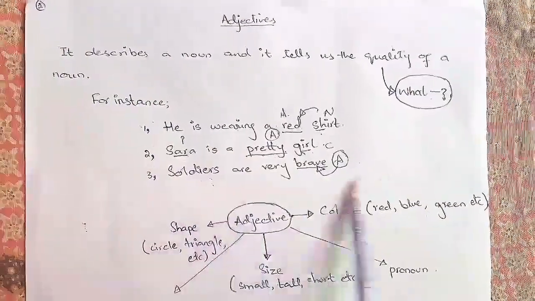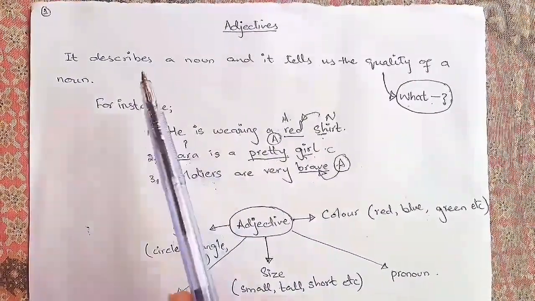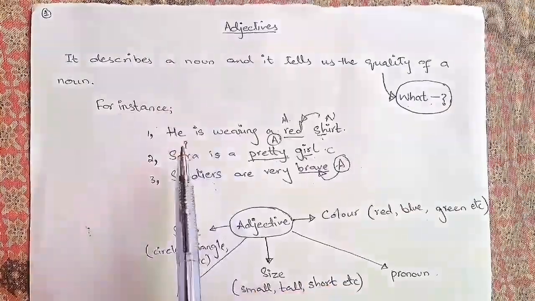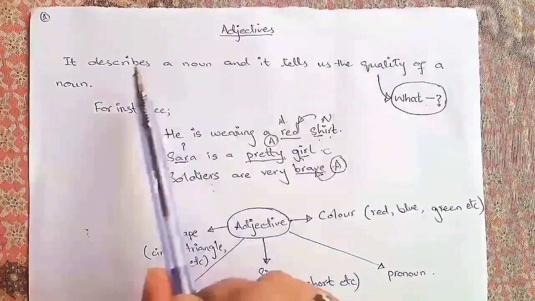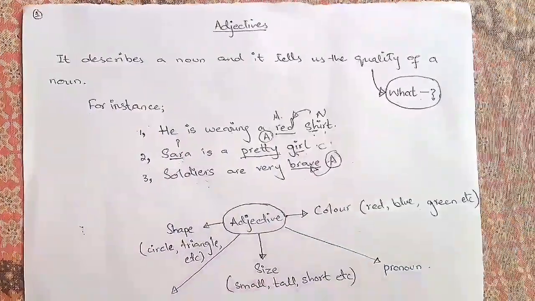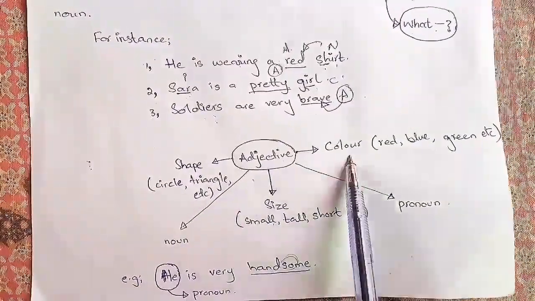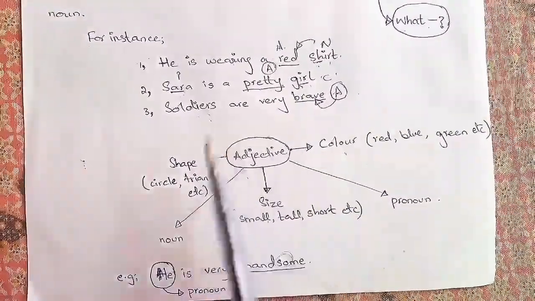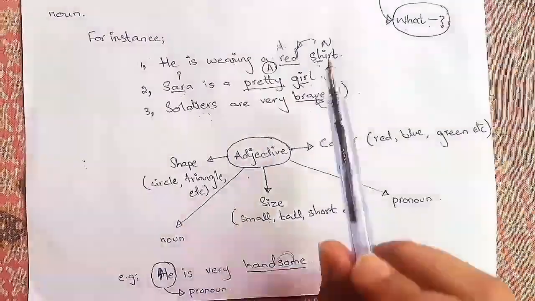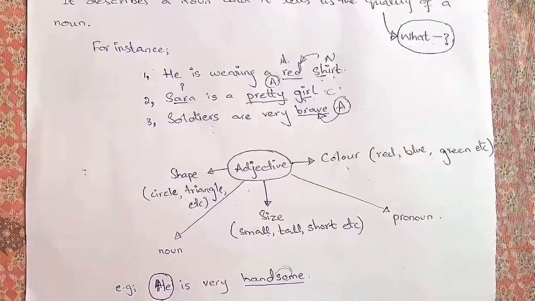So up till here, you learned that adjectives tell you the detailed description of a noun. It tells you the quality of a noun. It describes a noun. Whenever you find a color, shape, or size before a noun, then it will be your adjective.